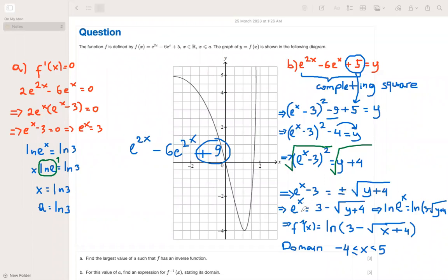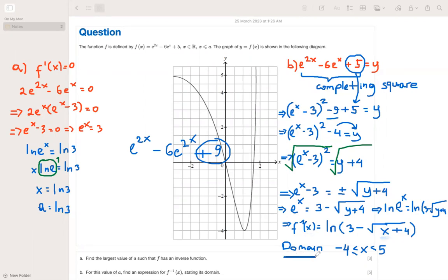Let's move 3 to the right side. That becomes positive. So I will use the negative sign here, and then my inverse will be ln of 3 minus the square root of x plus 4. I just switch y with x because here it is in terms of x, so it must also be in terms of x.